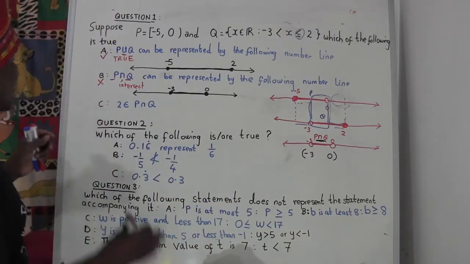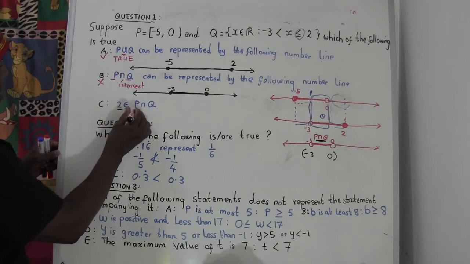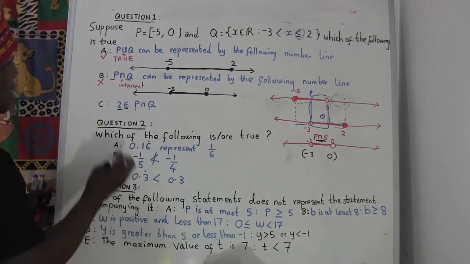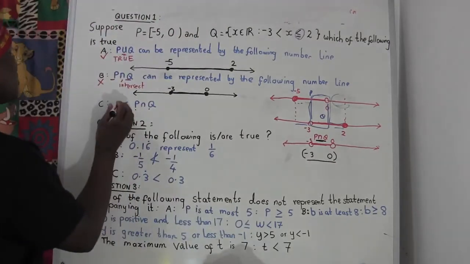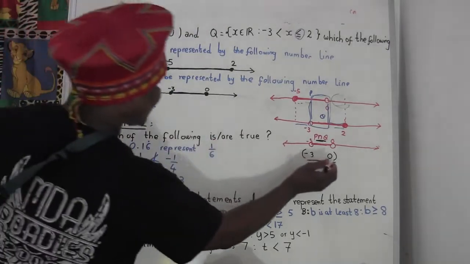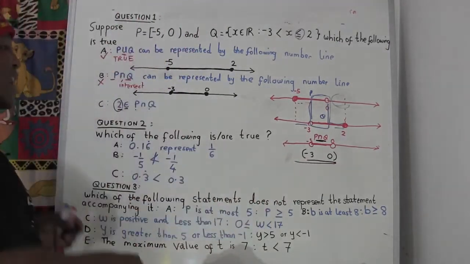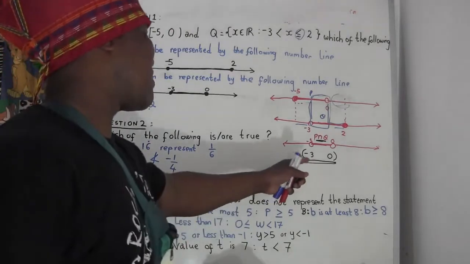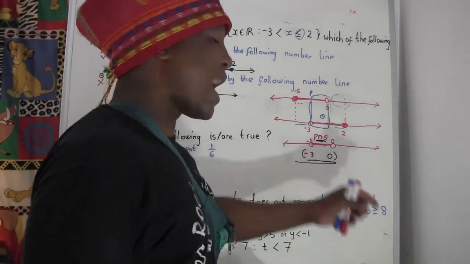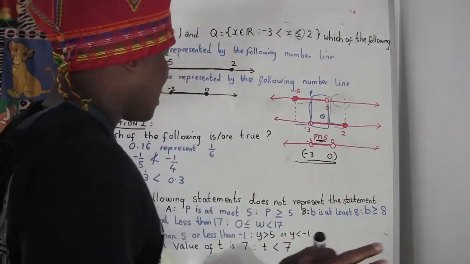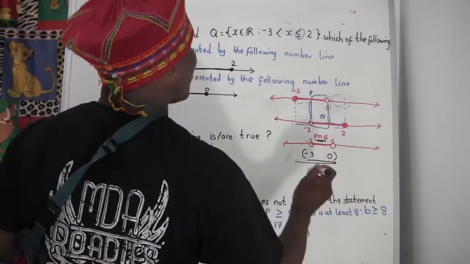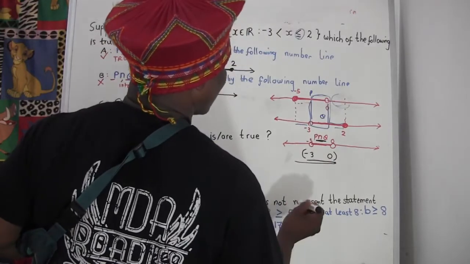So now in the question here for C, they say 2 is an element of P intersection Q. It's not true, because, excuse me, number 2 is not in between it, so it's not an element. The only elements within -3 and 2 are -2, -1, that's all. Even the 3 is not in because it's excluded. You know what I'm saying?